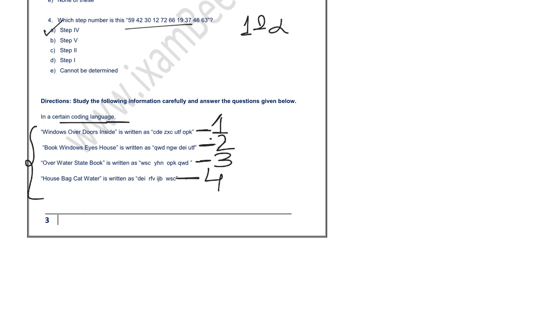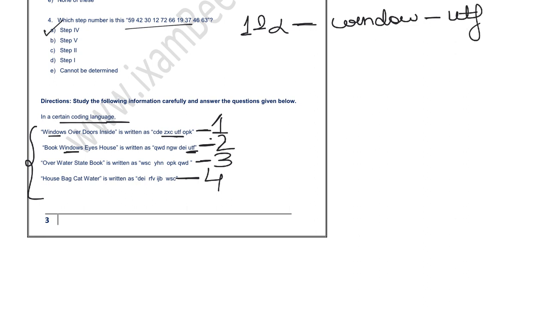So if we compare first and second, we'll find that window is common over here in the first and second. So the code for window is also common in the given coding language. So if window is common, your code, that is UTF, and UTF over here will belong to window only. So I am writing that window stands for UTF.